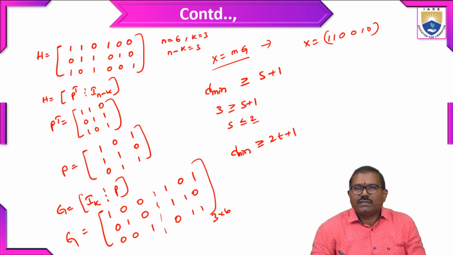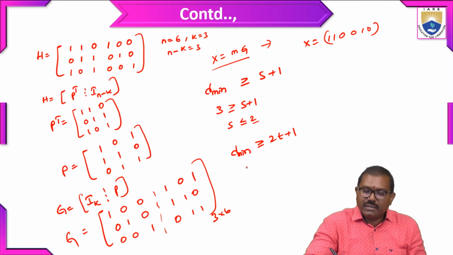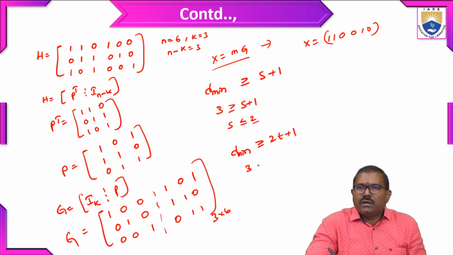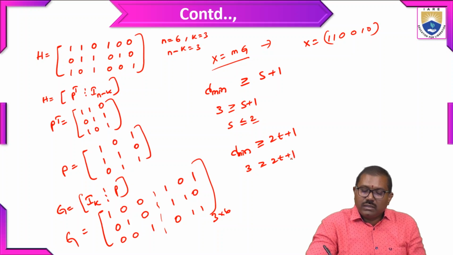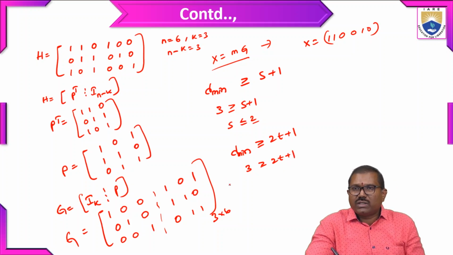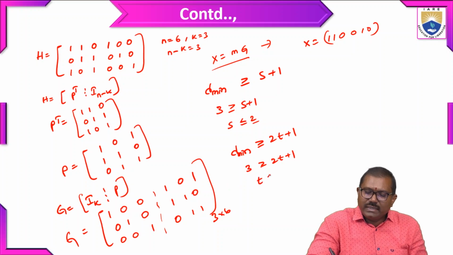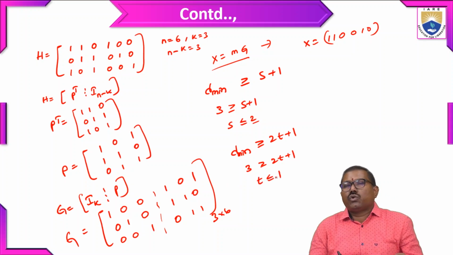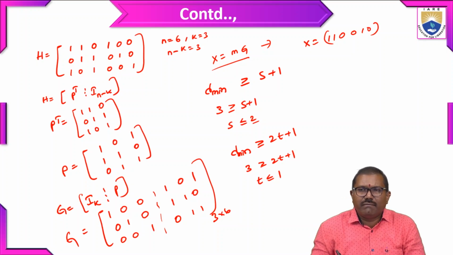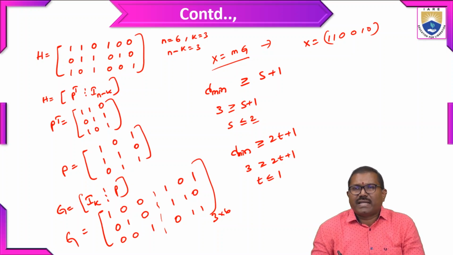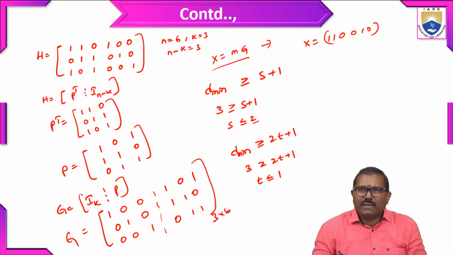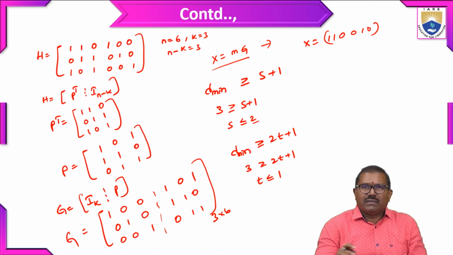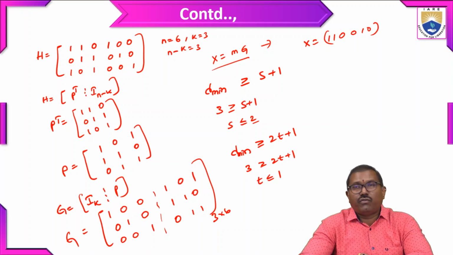2t plus 1. So here, how many errors can be corrected? Here also I take the minimum distance d minimum is 3, which is greater than or equal to 2t plus 1. So again we can shift this 1 to the other side. It is 2, so my t is less than or equal to 1. So I can correct only one error. I can detect 2 errors, but I can correct only one error. So this is my solution for that fourth problem.